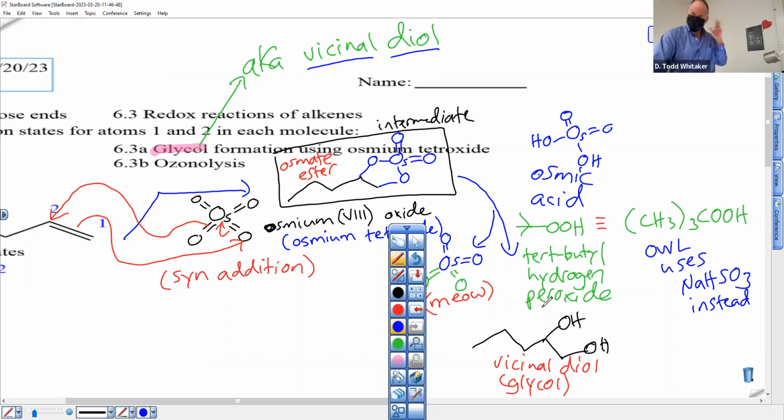So what are the things you need to know? I'll go through them again. You need to know that alkene is going to react with OsO4 to give an osmate ester. You need to be able to draw the osmate ester. It's in a box.